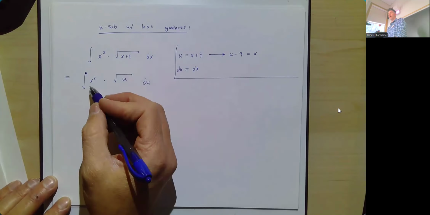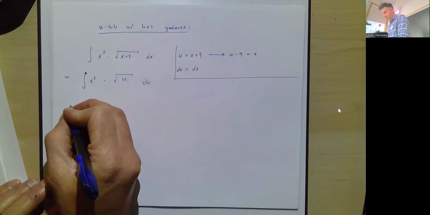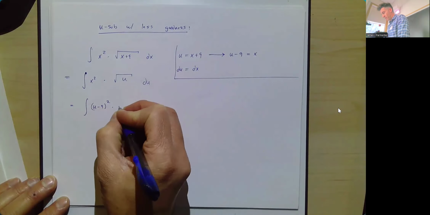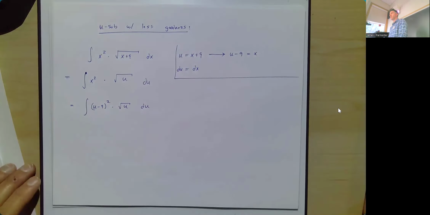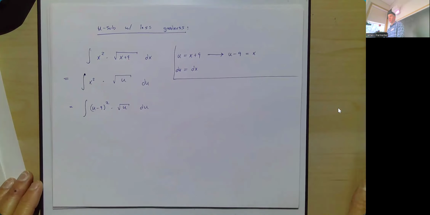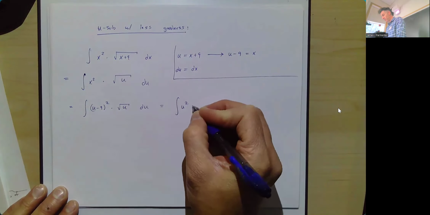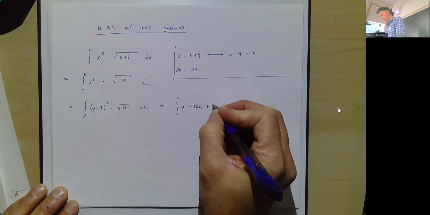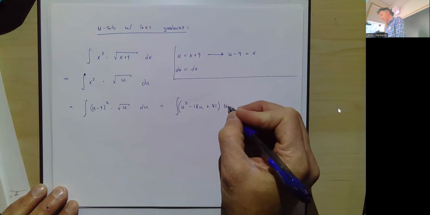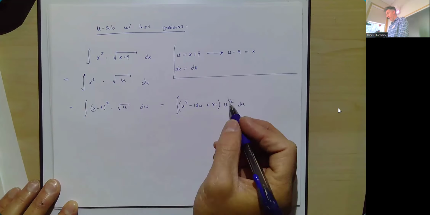And then I can replace the x there with u minus 9. So I can rewrite this as (u minus 9) quantity squared times the square root of u du. And now the only choice we have is to multiply the whole thing out. So we're going to rewrite this as, well, (u minus 9) squared is u squared minus 18u plus 81, all of that multiplied by, instead of the square root of u, u to the 1/2. And then we're going to distribute the u to the 1/2 to each term, meaning we're going to add powers.